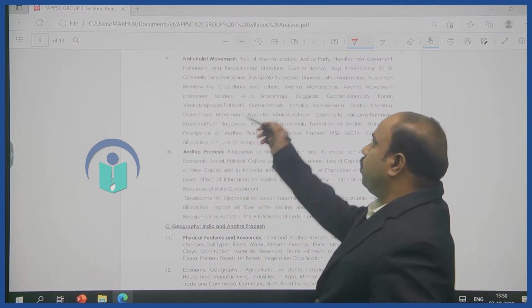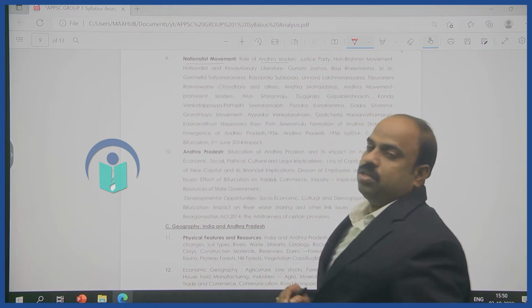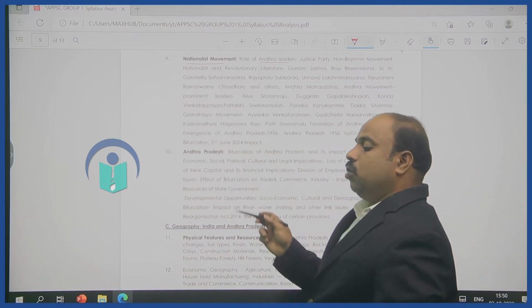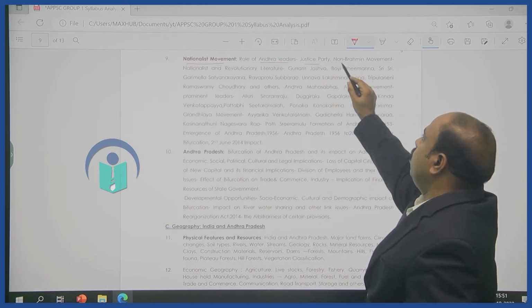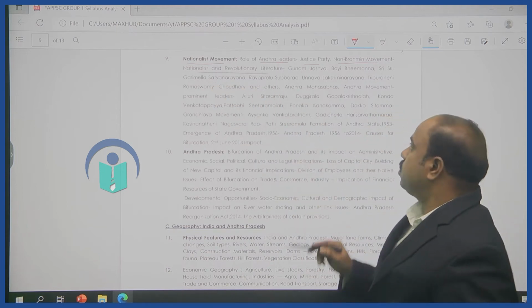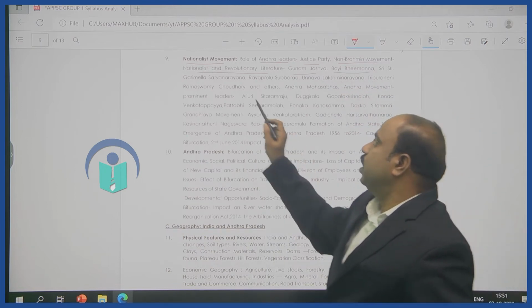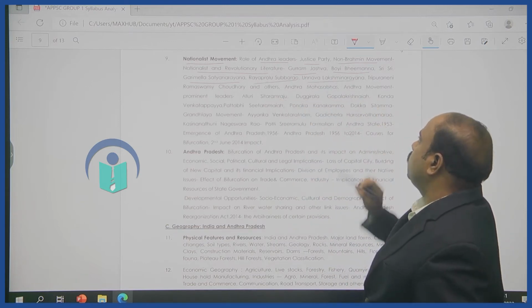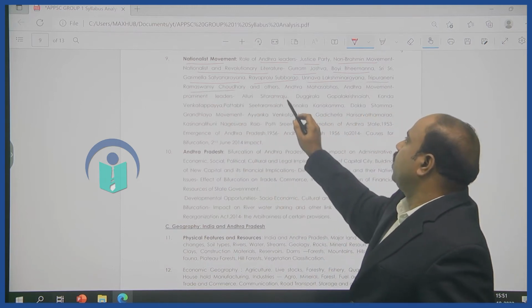So welcome back. So we are going to discuss the nationalist movements in Andhra Pradesh and the role of Andhra leaders in nationalist movements like the Justice Party, non-Brahman movements, nationalist and revolutionary literature by Gurram Joshua, Boyi Bhimanna, Sri Sri, then Garimella Satyanarayana, Rayaprolu Subbarao, Unnava Lakshminarayana, Tripuraneni Ramaswamy Chaudhary, and others.